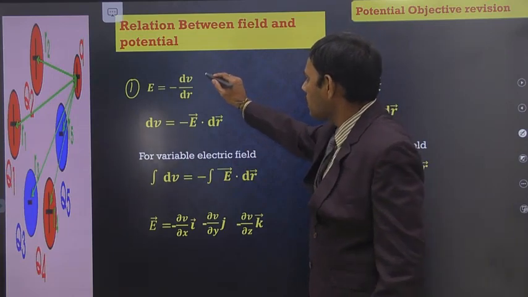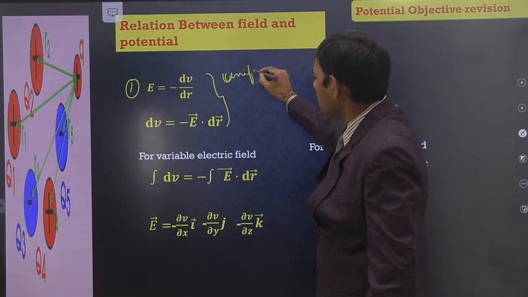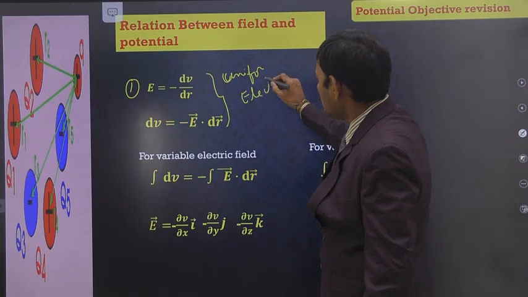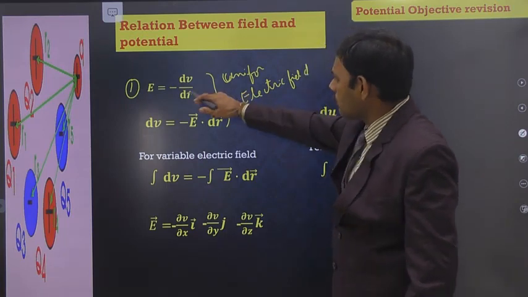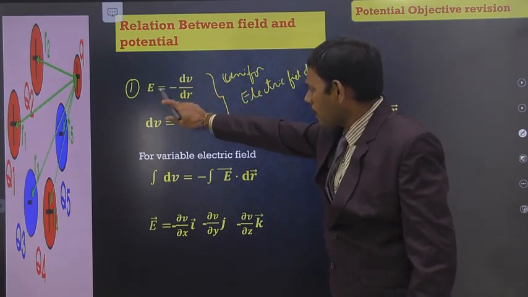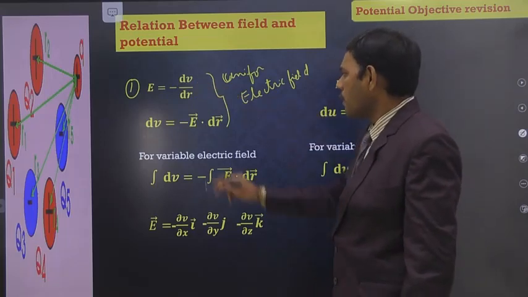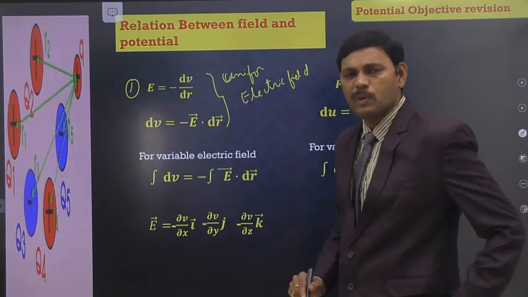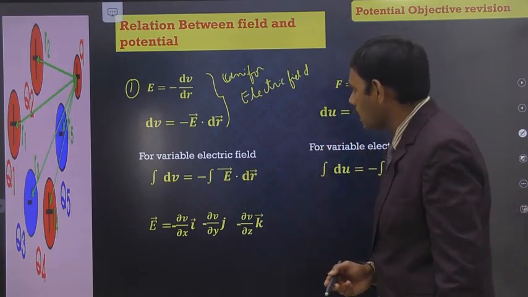These formulas are applicable especially for a uniform electric field, when the electric field is uniform in a particular region. For a uniform electric field, the relation between electric field and potential is given as follows: by knowing V, we find E by the formula E is equal to minus dV by dr, or by knowing E, we find the potential difference between two points by the formula dV is equal to minus E bar dot dr bar.